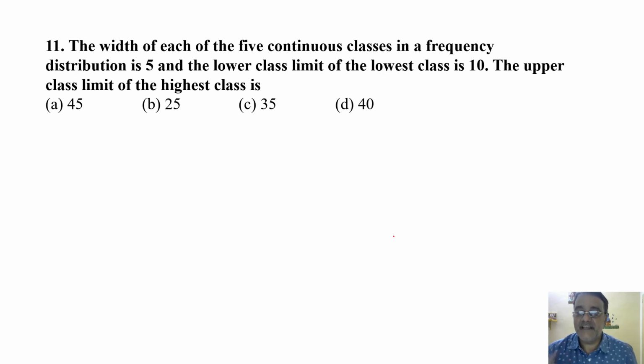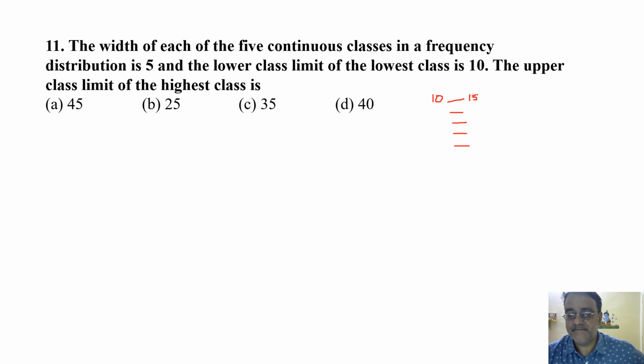The width of each of the 5 consecutive classes in a frequency distribution is 5. And the lower class limit of the lowest class is 10. The upper class limit of the highest class is dash. देखो कितने classes हैं? 1, 2, 3, 4, 5. All 5 classes are there, and the lower limit of the lowest class is 10. And the width is already given 5. So width 5 दिया हुआ तो ये 15 होगा.